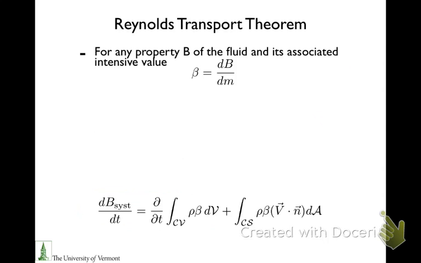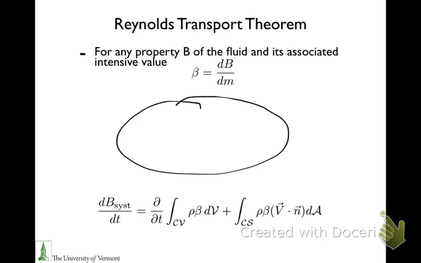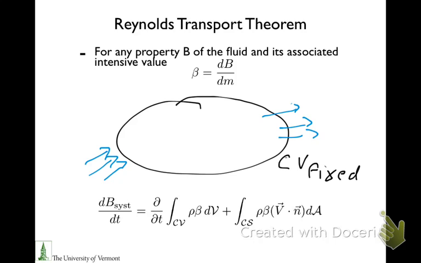Second important definition is the Reynolds transport theorem. Again, we consider a control volume, CV. Here we're going to assume that this control volume is fixed, and we have a flow passing through that control volume. Important too, don't forget to define the normal, the local normal of your control volume.